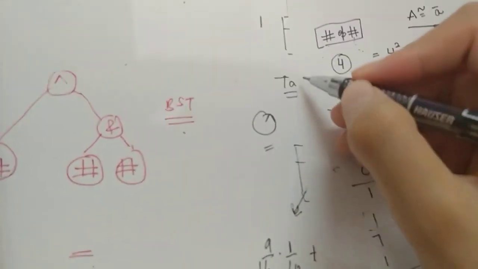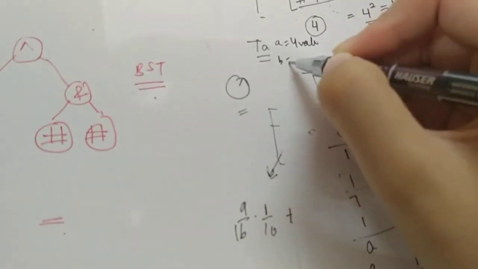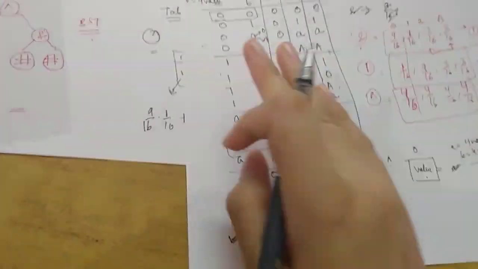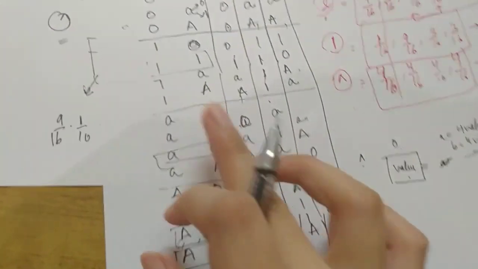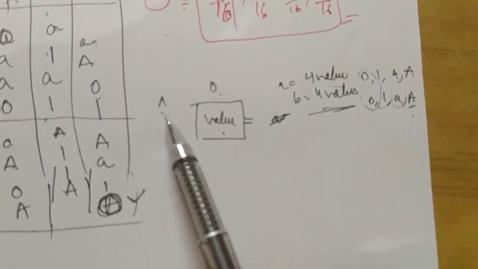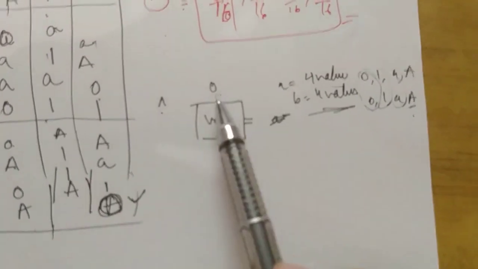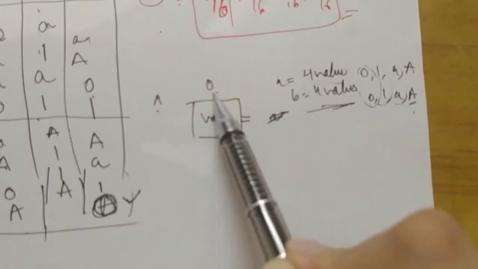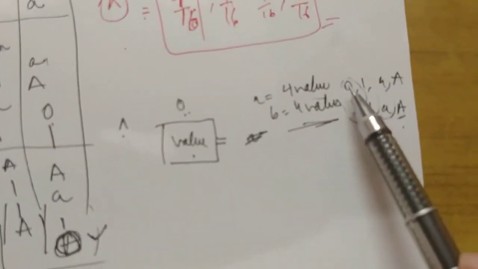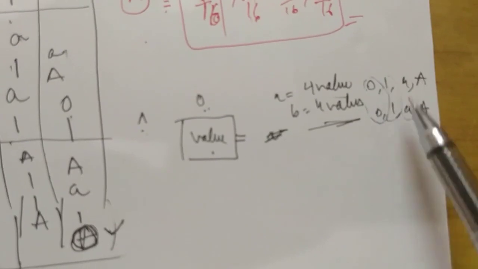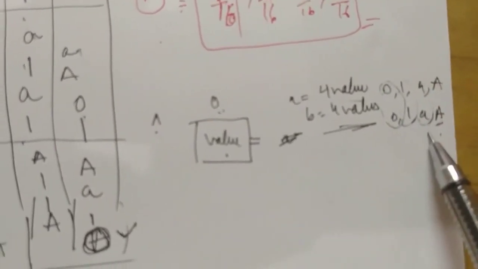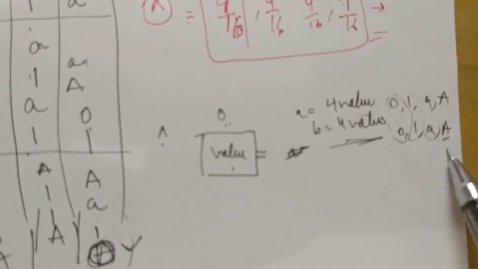A has 4 values, B has 4 values, we have found all their combination values here, and we are using this table to find the value of XOR of A and B. What is the probability that it evaluates to 0? It will evaluate to 0 only using A0, B0, A1, B1, A small a, B small a, capital A, B capital A.